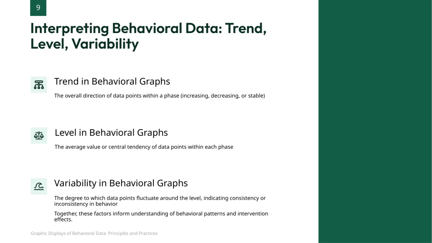Finally, variability looks at how much the data points fluctuate around that average level. High variability means a behavior is inconsistent, whereas low variability suggests it's more stable. By considering all three, trend, level, and variability, we get a clearer picture of behavioral patterns and can better assess the impact of any interventions.